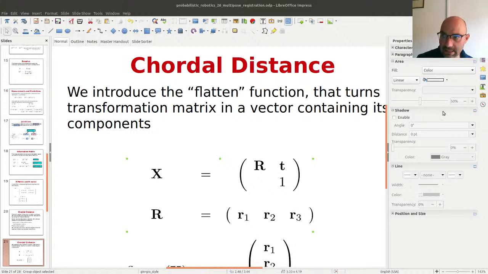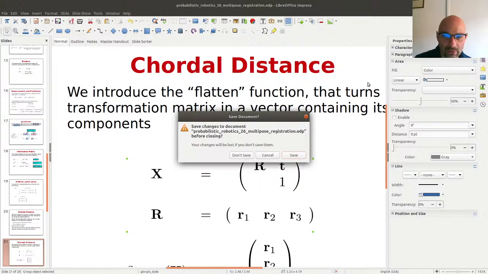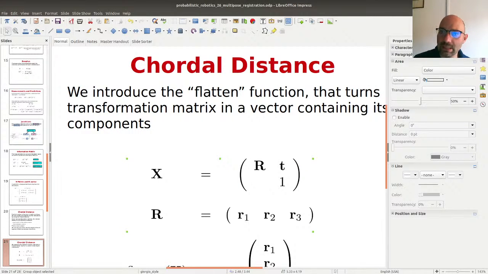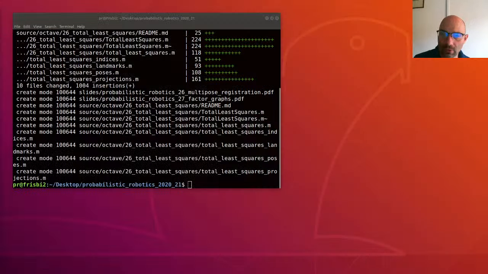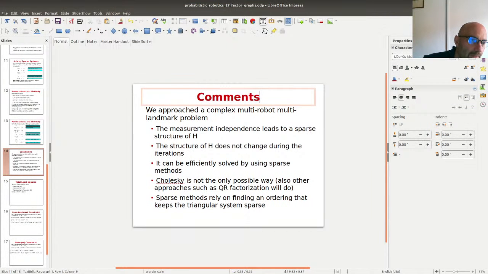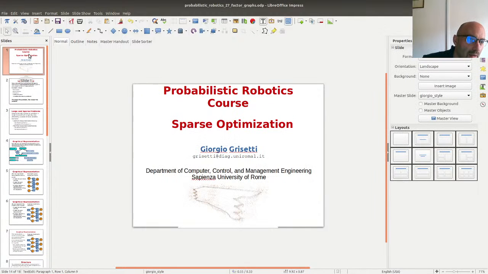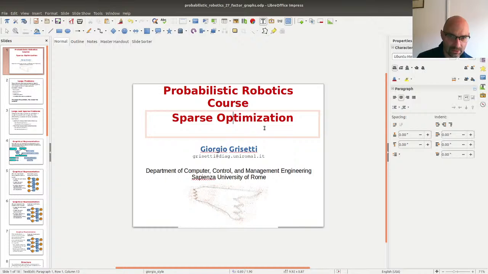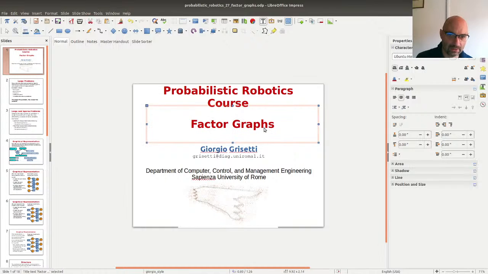And now, the second part. Please don't lose stamina, because we will now go on to factor graphs, which are here. Which I call sparse optimization. I will rename it sparse optimization factor graphs. Change title of the slide. Also because it's consistent with the finding.